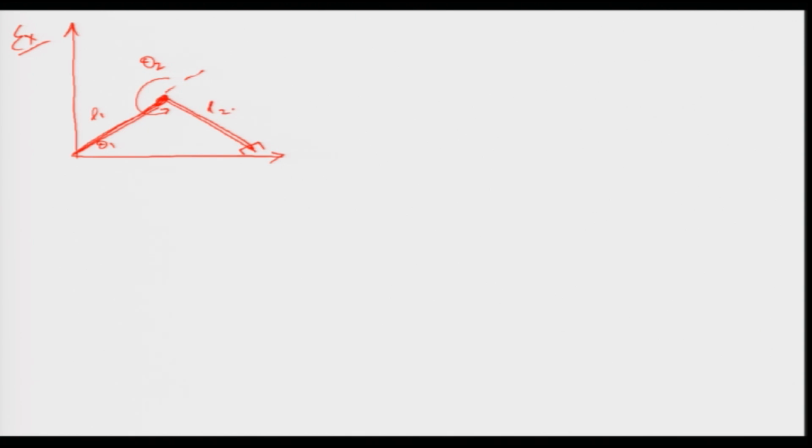Now, I want to move this manipulator with a velocity in this direction, which is given by x dot equal to 1 meter per second, and y dot equal to 0. It is moving in a straight line along x, so it has no y component, and I want to find the corresponding velocity theta 1 dot and theta 2 dot. So, this is my question.